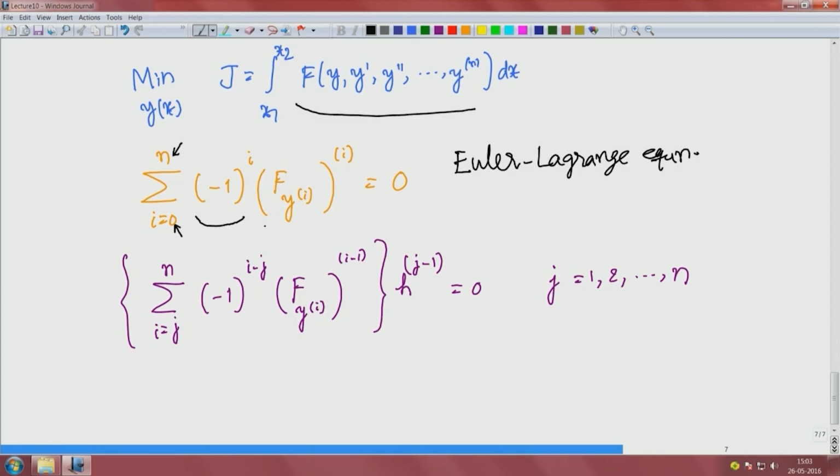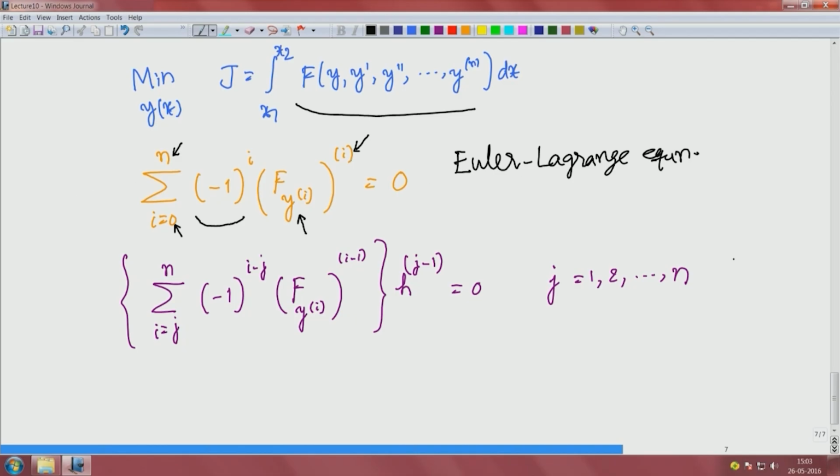And then if you look at this, this is how many times you take the derivative, and this is with respect to what you take the derivative of the integrand, f y i. That means for i equal to 0, that will be f y itself, y 0 is y itself, y 1 is like y prime, y 2 is y double prime, and so forth, and the same number of times you would have to take the derivative. That is how we get the Euler-Lagrange equation, by summing them all up.